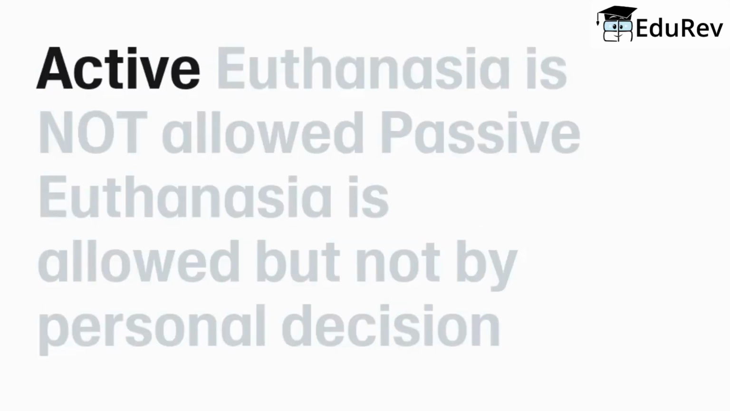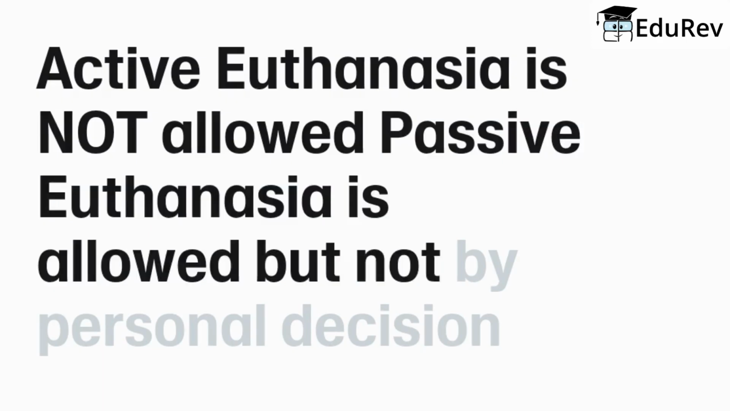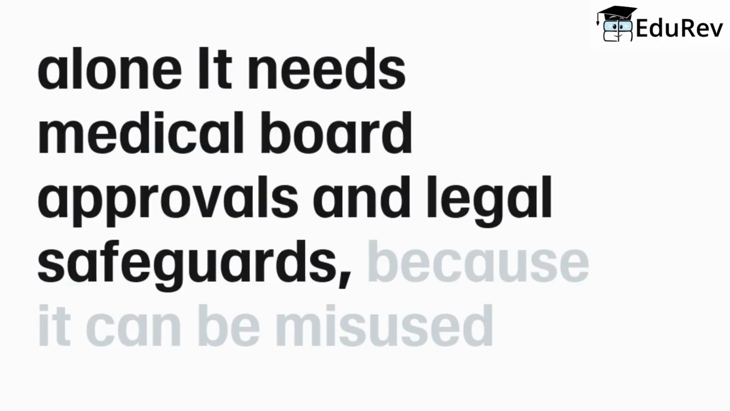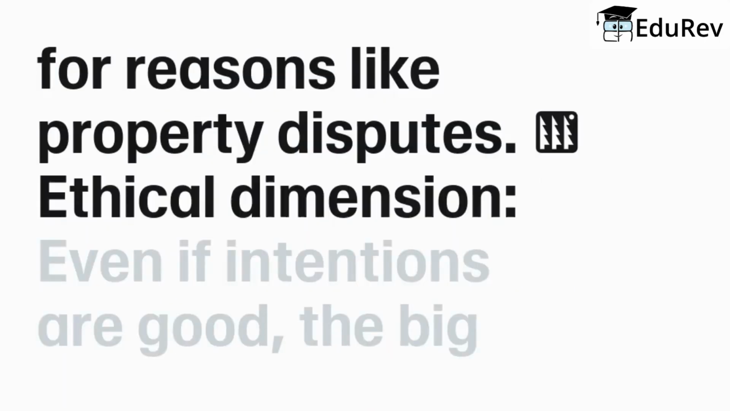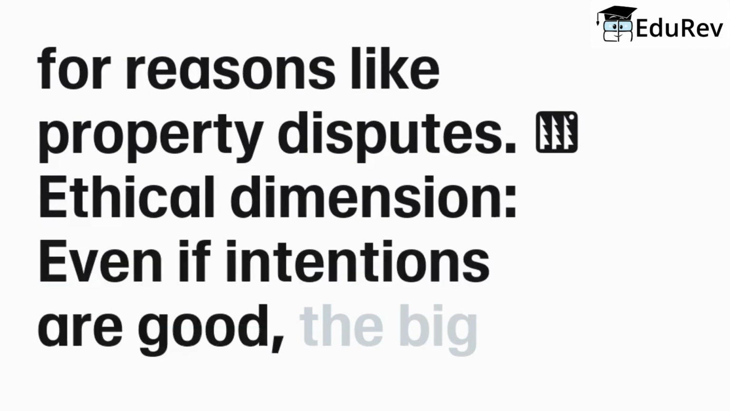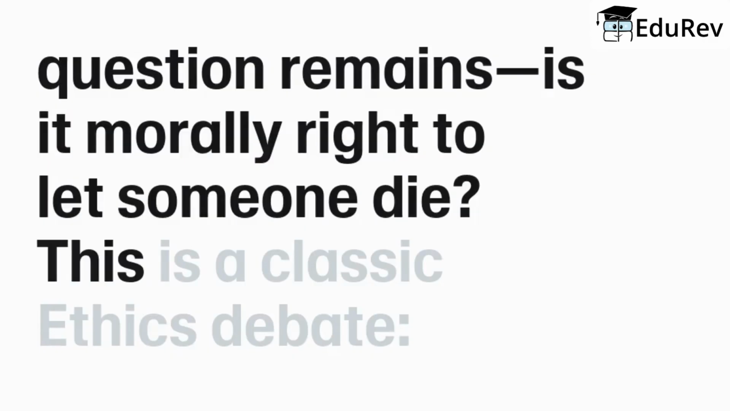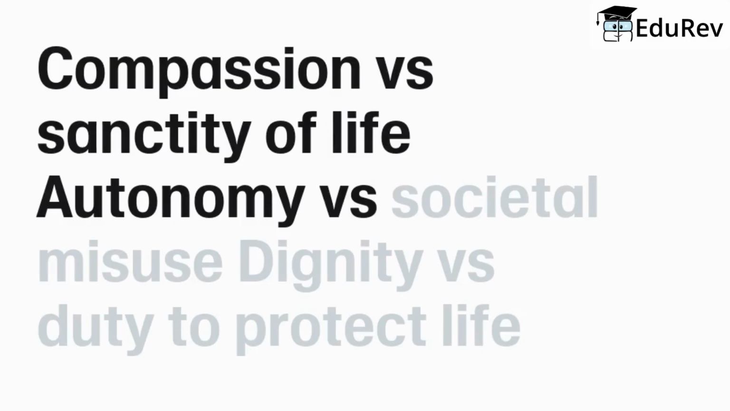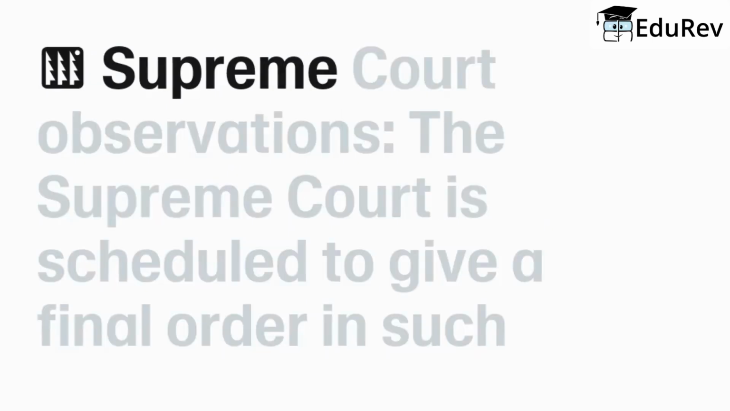Position in India. Active euthanasia is not allowed. Passive euthanasia is allowed, but not by personal decision alone. It needs medical board approvals and legal safeguards because it can be misused for reasons like property disputes. Ethical dimension. Even if intentions are good, the big question remains: is it morally right to let someone die? This is a classic ethics debate. Compassion versus sanctity of life. Autonomy versus societal misuse. Dignity versus duty to protect life.